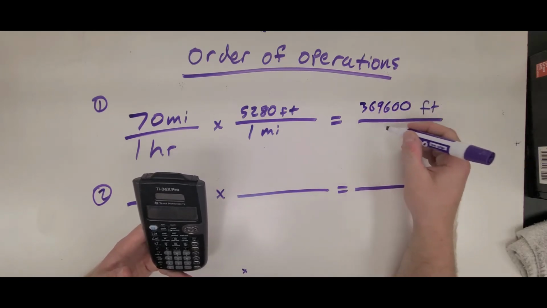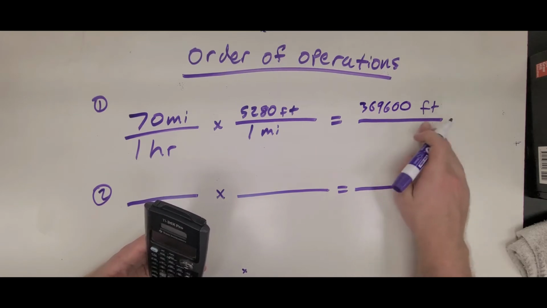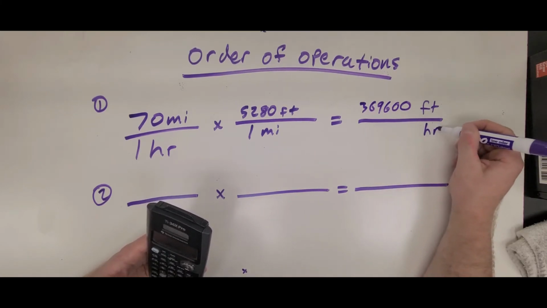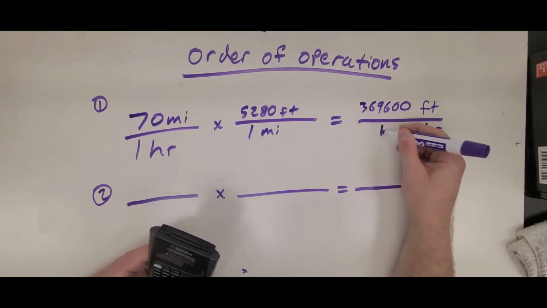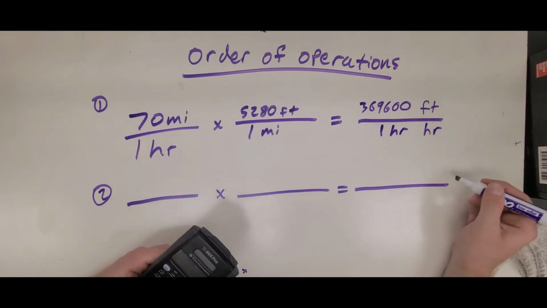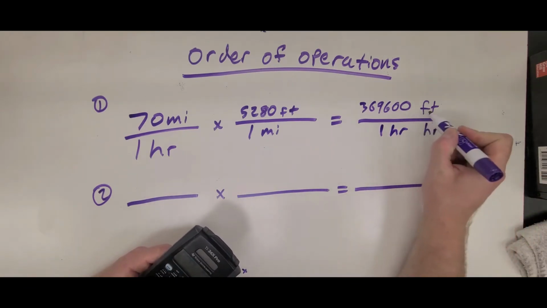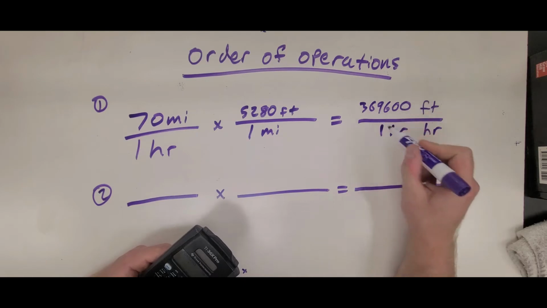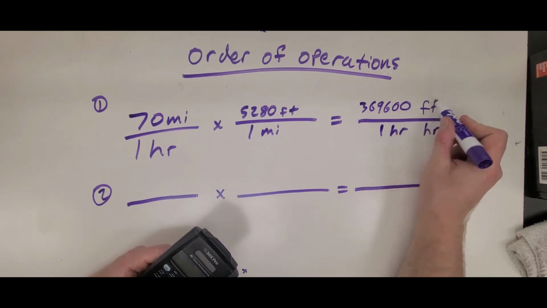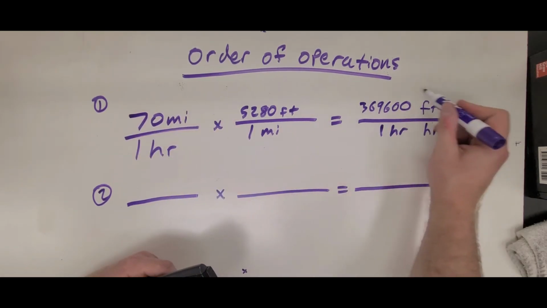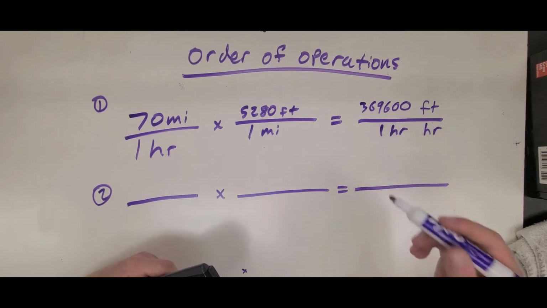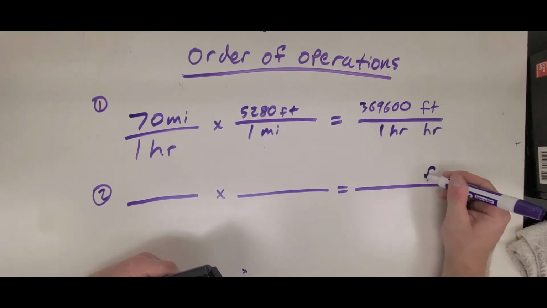369,600. And that is in feet per hour, in 1 hour. Now, we've successfully changed this miles to get our desired feet. Now we need to change this hour because we wanted feet per second down here.